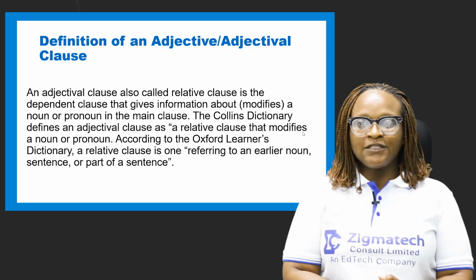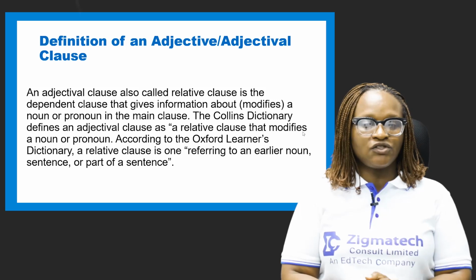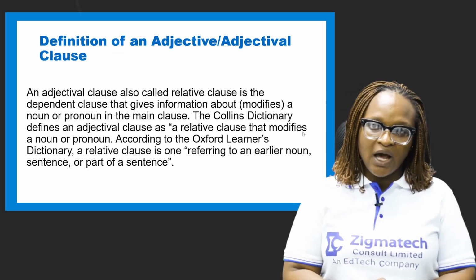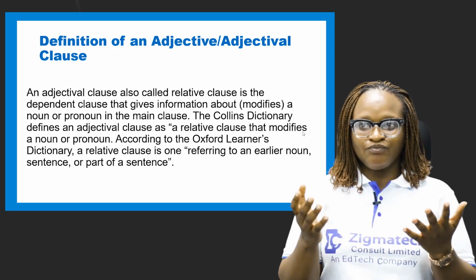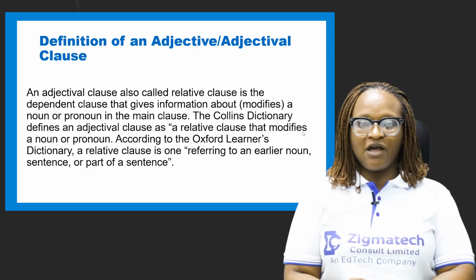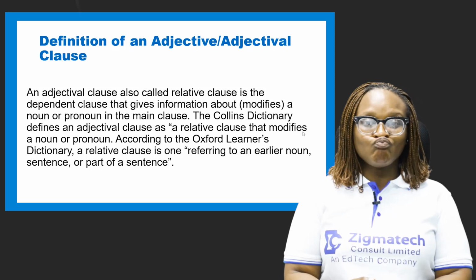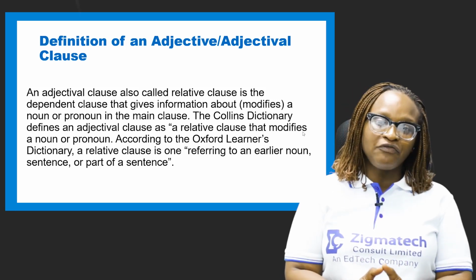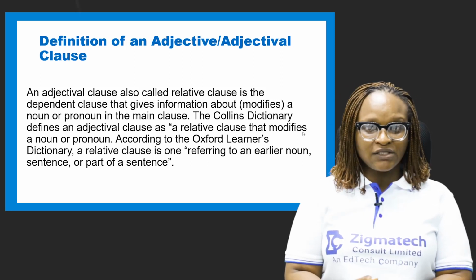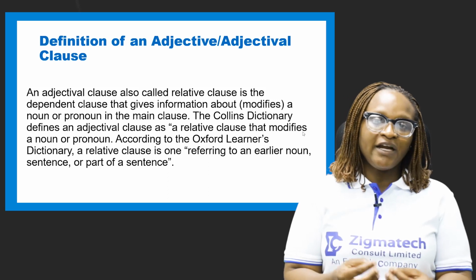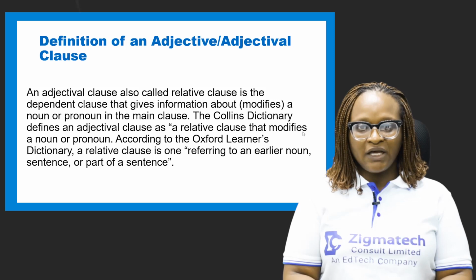Okay, before we look at the definition of adjective and adjectival clause, I did mention that it's necessary for us to know what clauses are and the types of clauses that we have and the emergence of the adjectival clause. Now, clauses basically are a group of words that have finite verbs. They can stand on their own and they make sense.